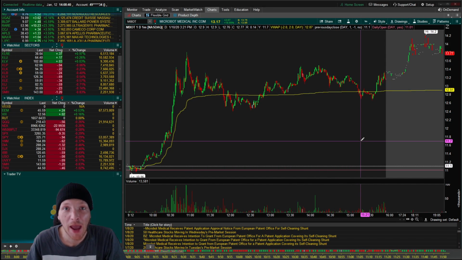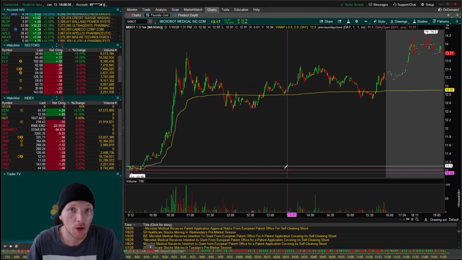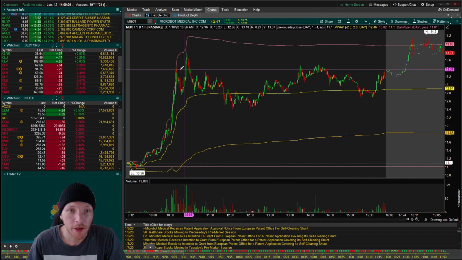Now I have people ask me, when they plot VWAP out on their chart or they see me using VWAP, where are the upper band and lower band? If I go into the settings here, you can see we have the VWAP, the upper band, and the lower band. I can put them on and I'll show you. Here's the upper band and the lower band on the VWAP.